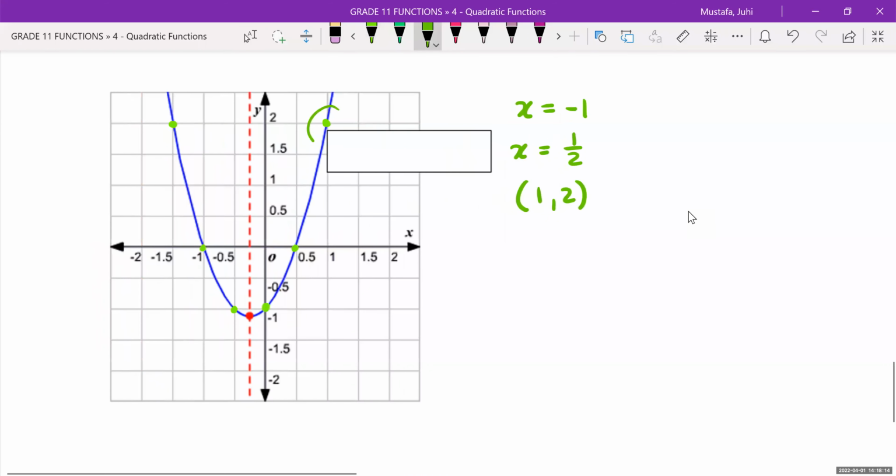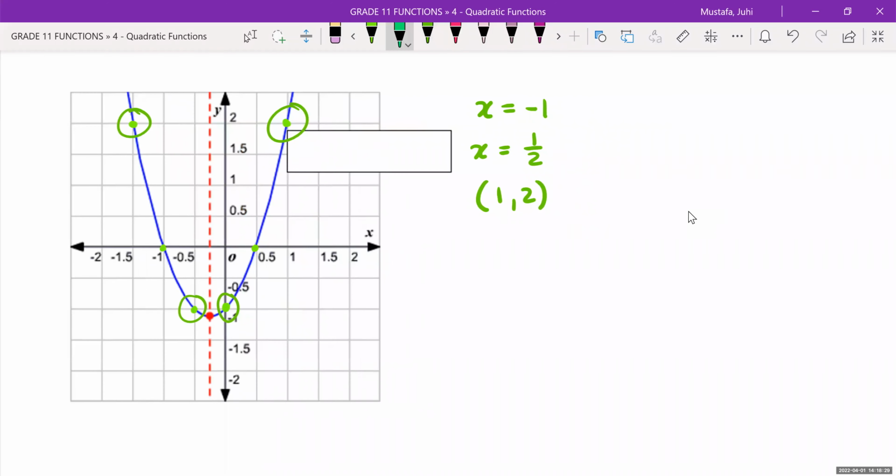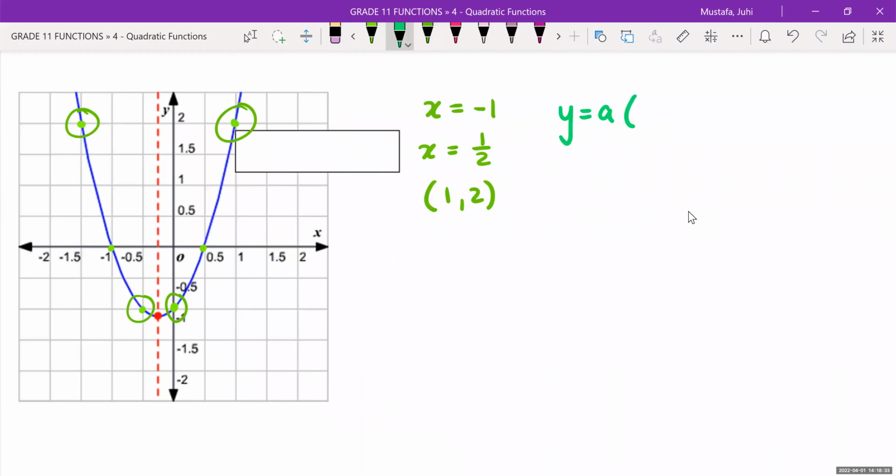So (1, 2) is here. (-1.5, 2) is here. (0.5, -1) is here. I would avoid all the fractions. And then another good point is (0, -1). You could have used that as well. All right, so let's do this question. We have y is equal to a, and then inside the bracket, we're going to have (x + 1)(x - a half). My y value is 2. My x value is 1.